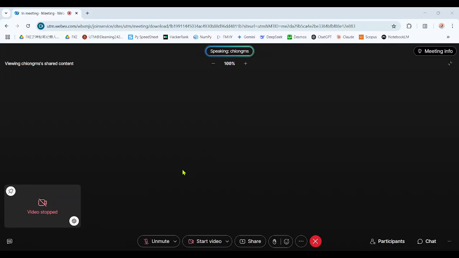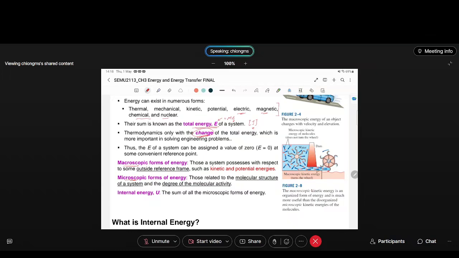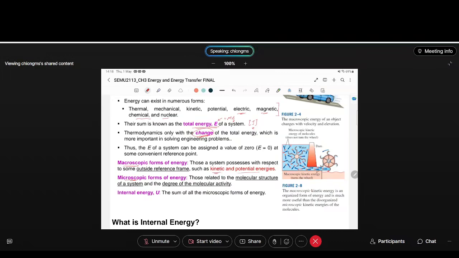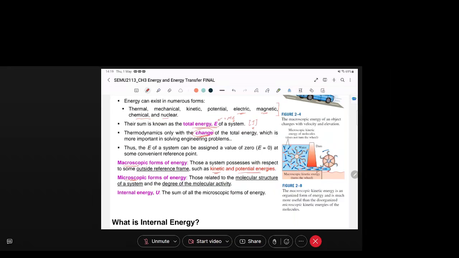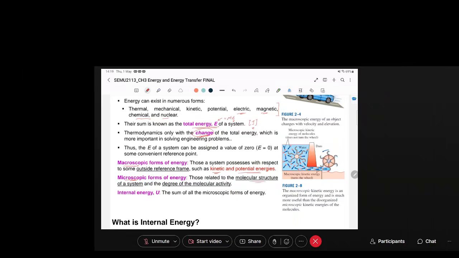Okay, and generally we can divide the forms of energy into two categories. One is macroscopic, one is microscopic. Okay, macroscopic is something larger that we can see, such as kinetic energy, potential energy. We can't see the energy itself, but we see it moving, we see it changing, and we can know there's an energy change in the process. Okay, the microscopic is something that we might need a microscope to look at, because it happens in the molecular structure of the system. So it's not something that we can see or visualize with our naked eyes.